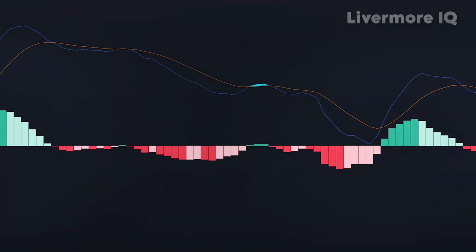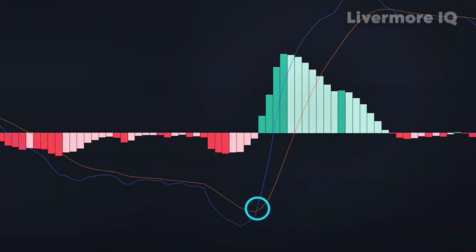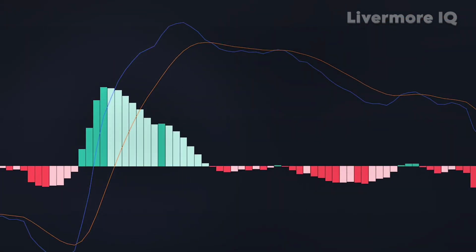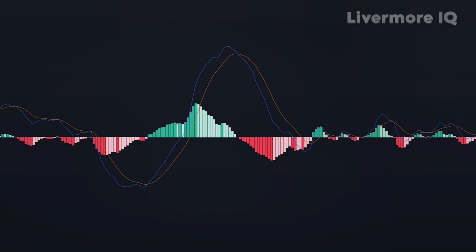So, for example, the smaller the space between the 2 lines, the smaller the histogram gets. The bigger the space, the bigger it gets. You can also see once the MACD line crosses above the signal line, the histogram turns green, and if the MACD line crosses below the signal line, it turns red. And finally, we have the zero line, which basically represents the center of the MACD indicator. Now that we know the 4 components, let's make sure we know how to use them.